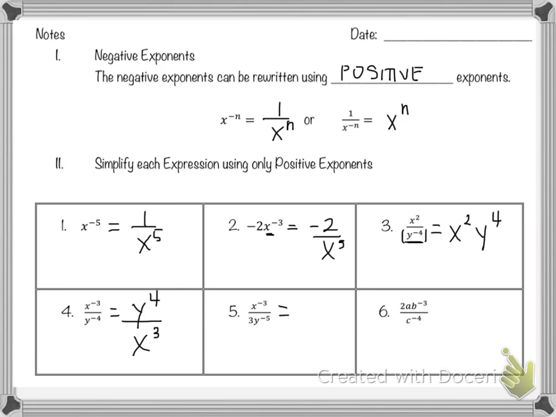Okay. Here, same thing, but the 3 is going to stay where it is. I'm going to bring y to the fifth to the numerator, keep my 3 in the denominator, and x to the negative third is going to move to the denominator to become positive. This last one over here, we're going to flip-flop. I'm going to keep a 2a constant up there. In the numerator now, I'm going to have c to the positive fourth, and then b to the positive third.